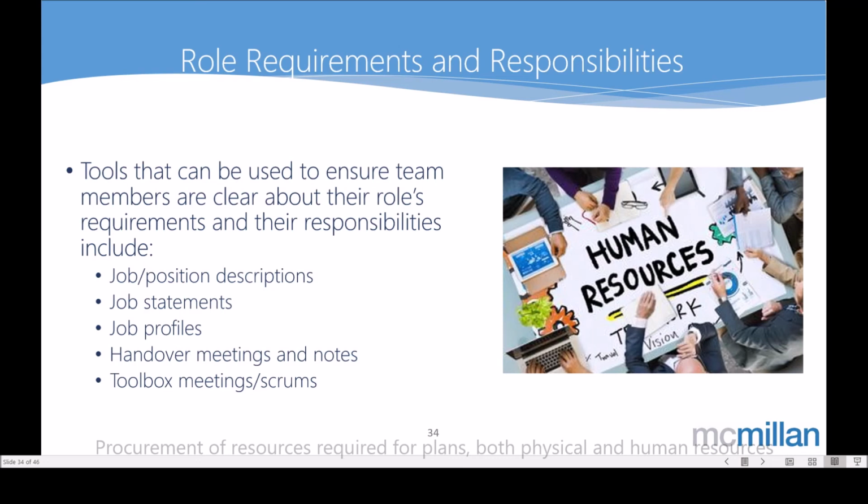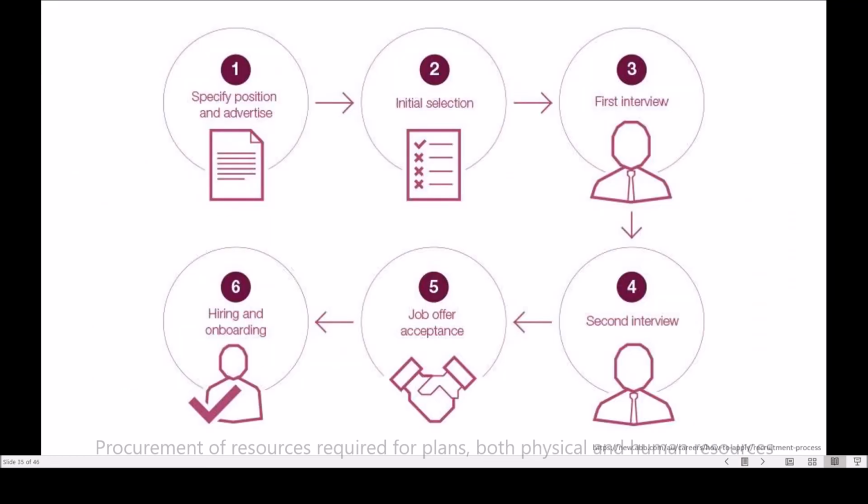When we do the recruitment process, the first step is of course to identify the role and the skill sets, and that's things like position descriptions or job statements, job profiles, any handover meetings or notes that we've had from people who may have been in similar or prior roles, or just getting that feedback from others through things like toolbox meetings or scrums. Once we've identified that position, then we can advertise for that position, because identifying the position will give us a criteria by which we're recruiting against.